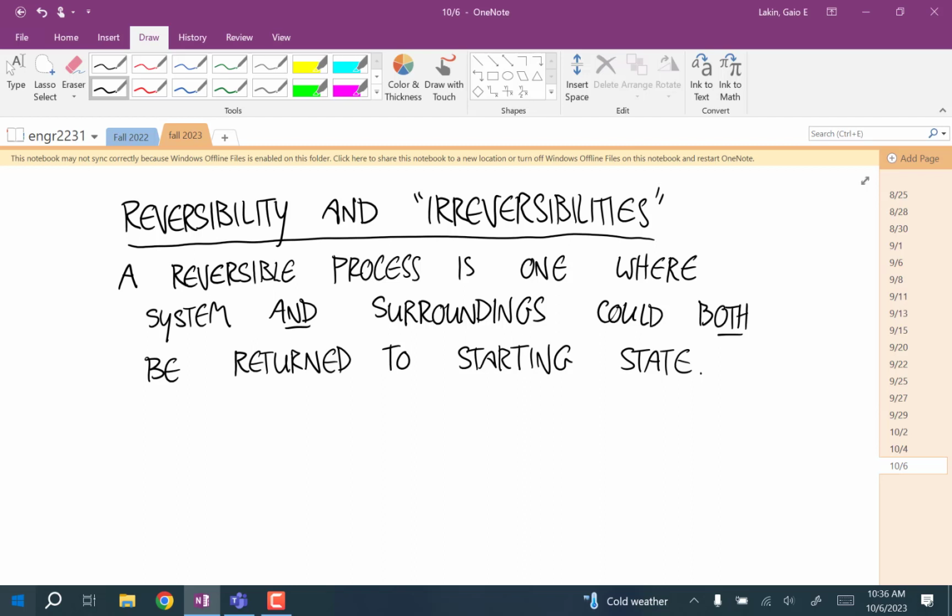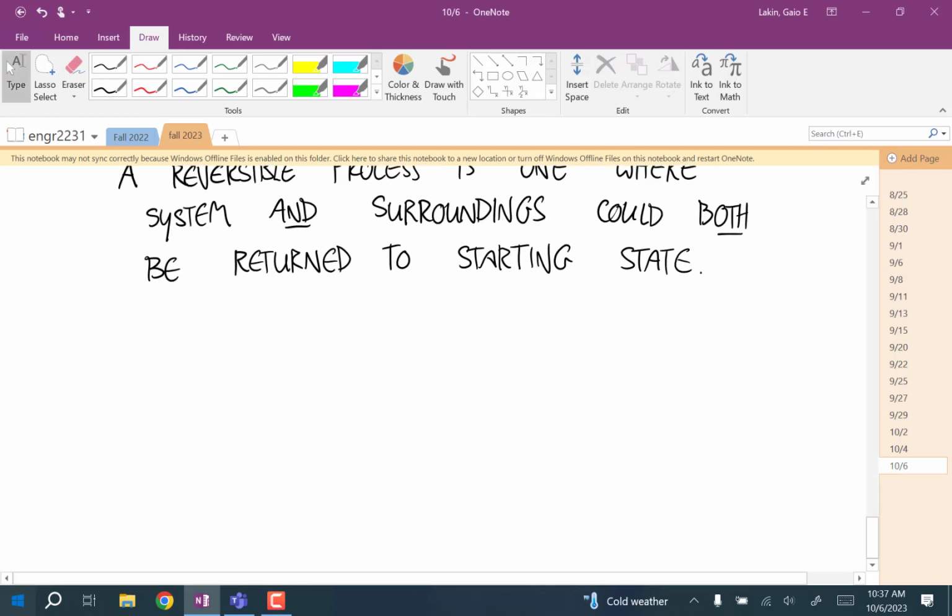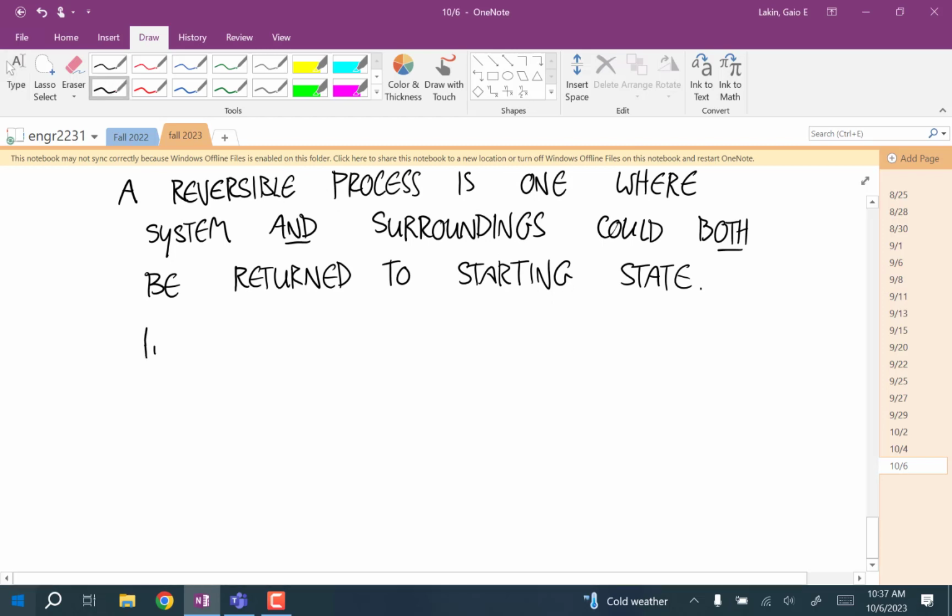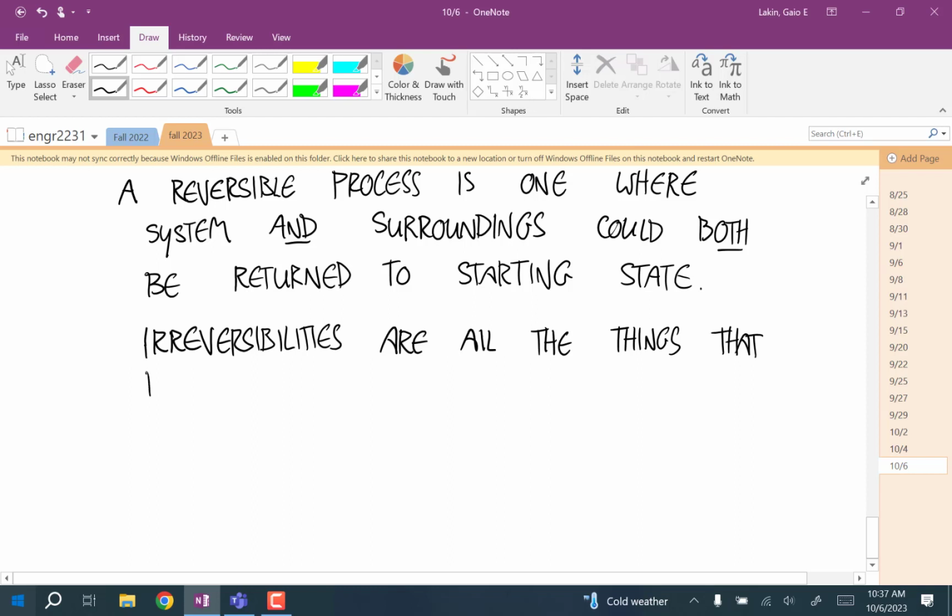So that's what we're talking about here with the difference between reversibility and irreversibility. The things that make something fail to be reversible are what we're calling irreversibilities. So friction is an irreversibility. And now I'm just going to list out all the irreversibilities that are going to be important to us. So irreversibilities are all the things that prevent a process from being reversible.